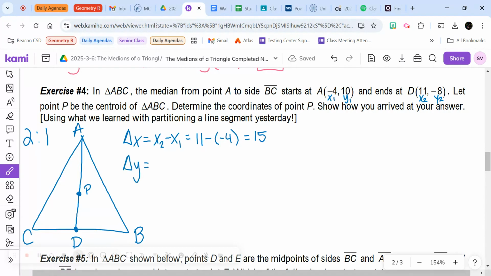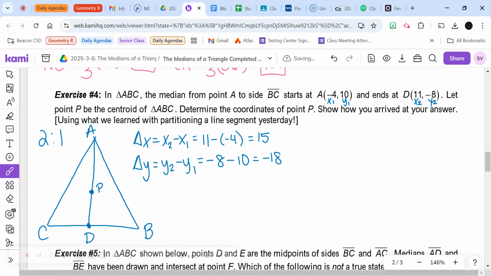And then we also have y2 minus y1, which is going to give us negative 8 minus 10, which will be negative 18. So that's the change in x, the change in y. Our ratio here is the 2-to-1, so 2 is m and 1 is n. So if I'm setting up my ratio to find the fraction that I need to include in my formula, I'm going to have it as 2 over the 2 plus 1, which gives me the 2/3.